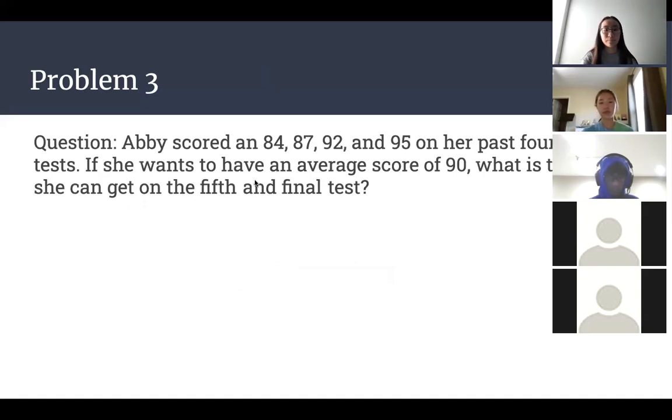So our third question is: Abby scored an 84, 87, 92, and 95 on her past 4 math tests. If she wants to have an average score of 90, what is the least score she can get on the 5th and final test?